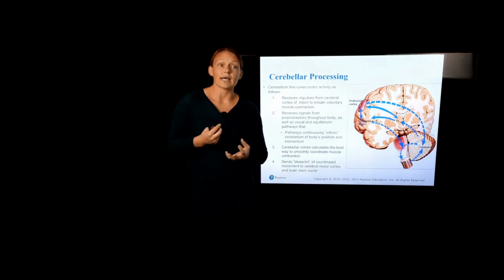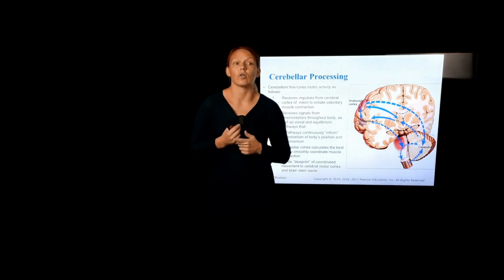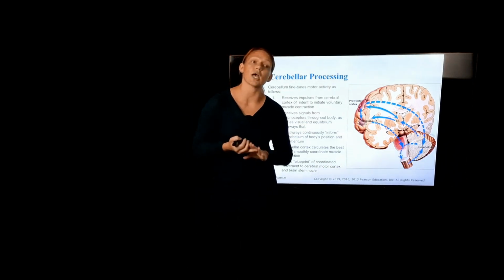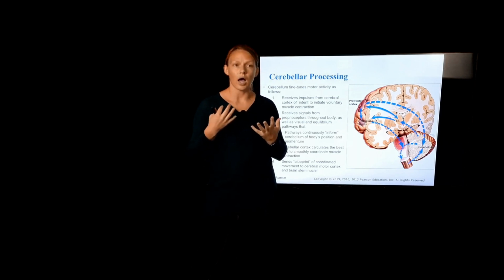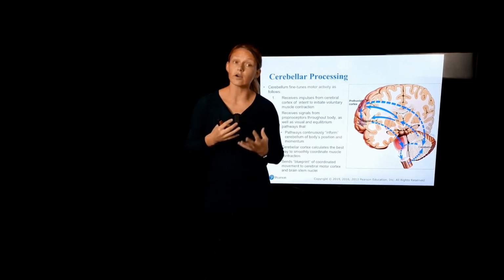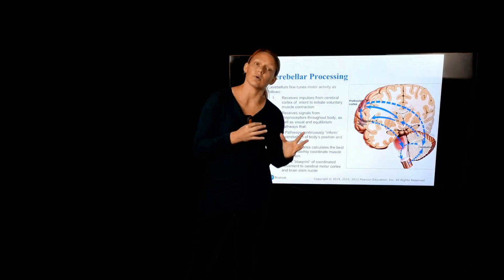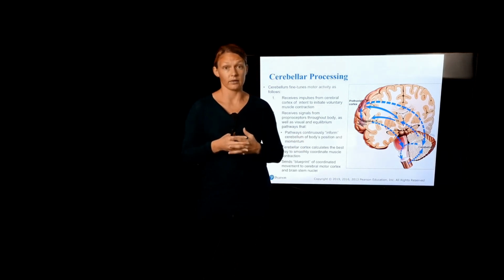Neuroimaging actually suggests that the cerebellum plays a role in thinking, language, and emotion. So as it does for motor processes, it may actually compare actual output of higher functions with expected output and then adjust it accordingly.